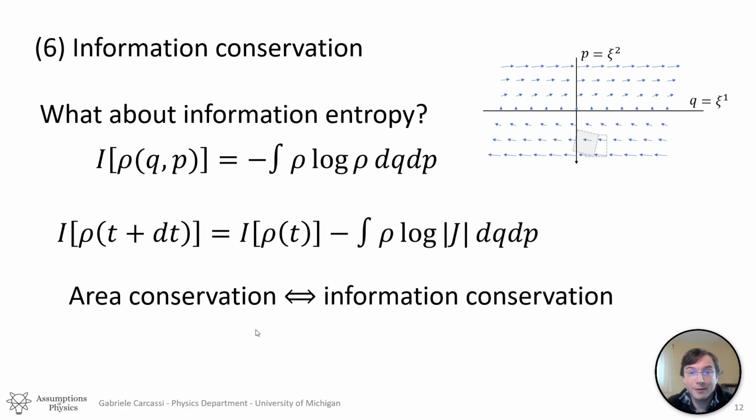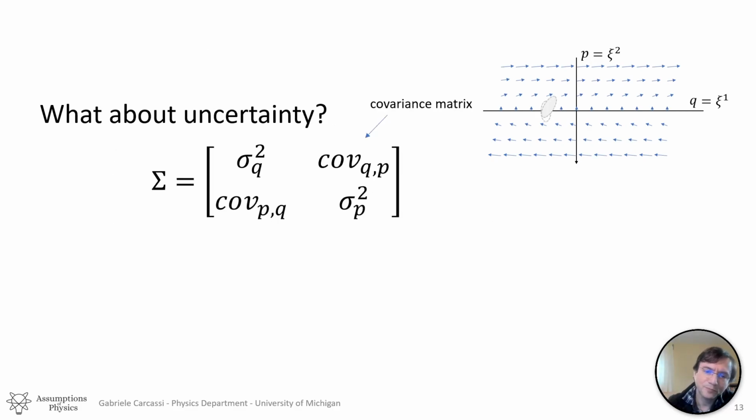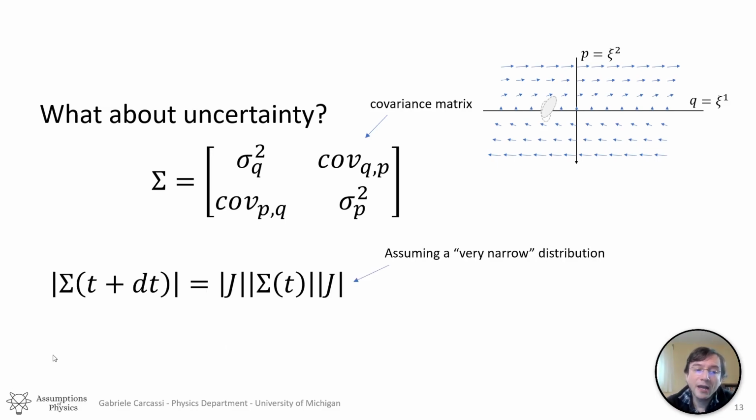So yet another characterization of Hamiltonian mechanics for 1 degree of freedom is that of information conservation in terms of the information entropy. Now, information entropy is sometimes thought of as an uncertainty, so let's see if there is another characterization using uncertainty. The best way to characterize uncertainty, again, if you have a distribution, is to look at the covariance matrix. And the determinant of the covariance matrix quantifies the uncertainty in a way that, for example, is rotation invariant. So how does this change under the evolution? Well, the determinant of the covariance matrix after evolution is going to be the determinant of the Jacobian times the determinant of the original covariance matrix times, again, the determinant of the Jacobian. This assumes that we have a very narrow distribution, such that we can assume that the evolution is linear in the region where the peak of the distribution is evolving.